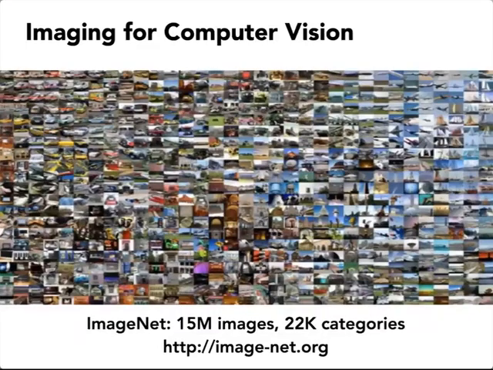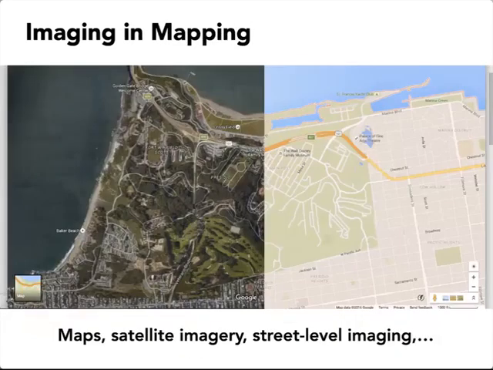Images en masse, 15 million image databases with very deep categorization of the categories in them. This was ImageNet, right, which caused such a big breakthrough in computer vision in the pretty recent past, and has really transformed first computer vision and then AI. So imaging for computer vision continues to be critical to powering that really important technology sector. Imaging and mapping is so crucial. It's in the news all the time now.